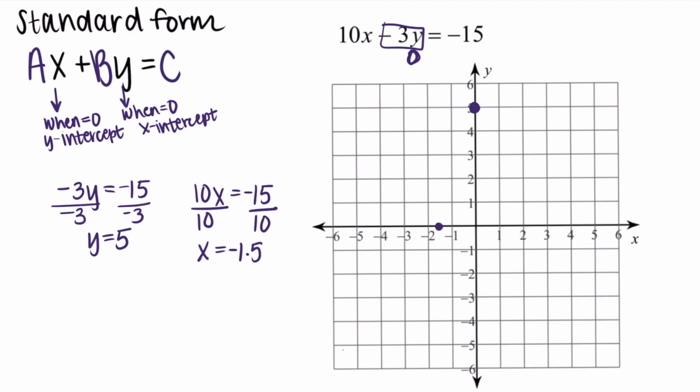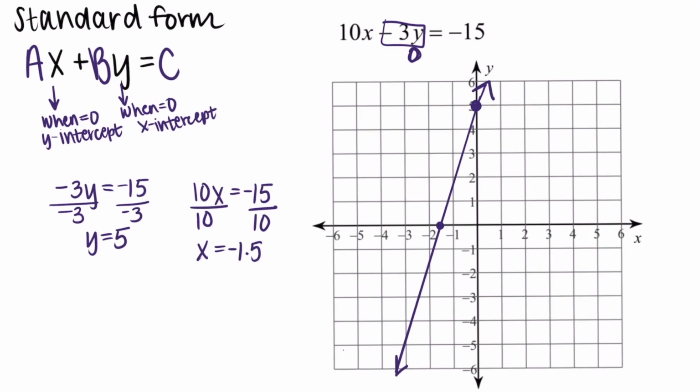Then just use your ruler to connect those 2 points and draw your line. You really only need 2 points ever to be able to come up with your graph, right? Because then you can just use a ruler to make sure it's straight, and it should be going through all the correct points.